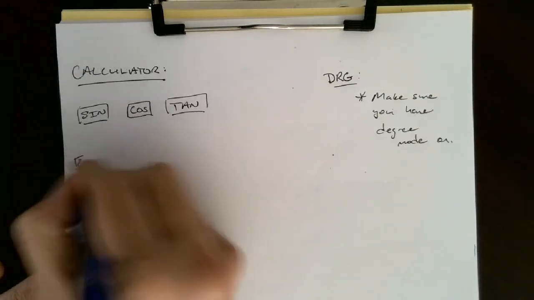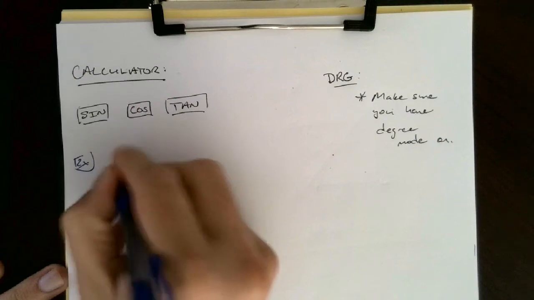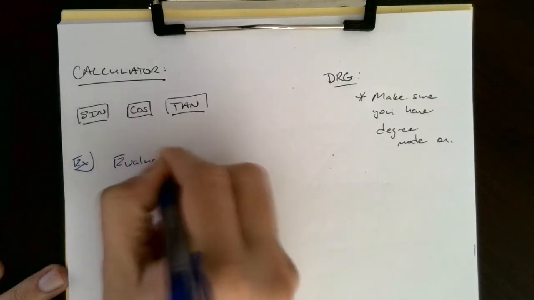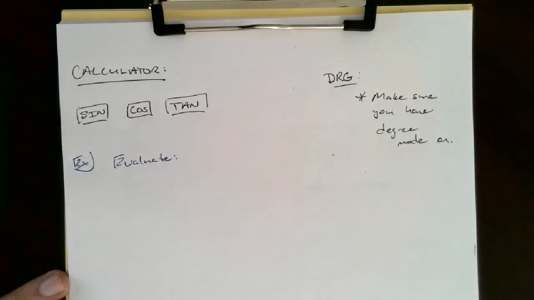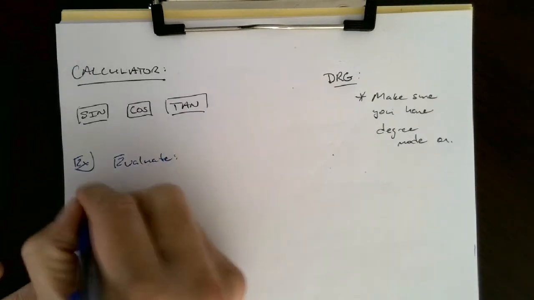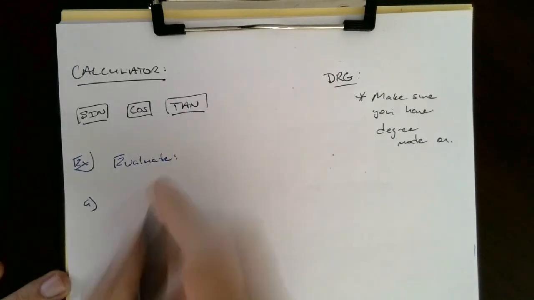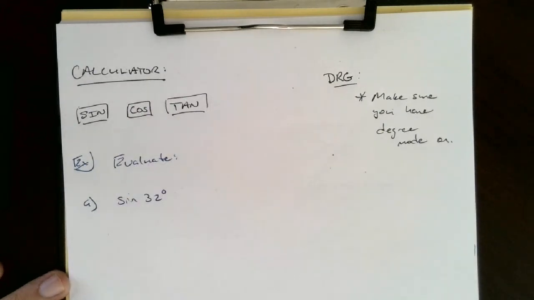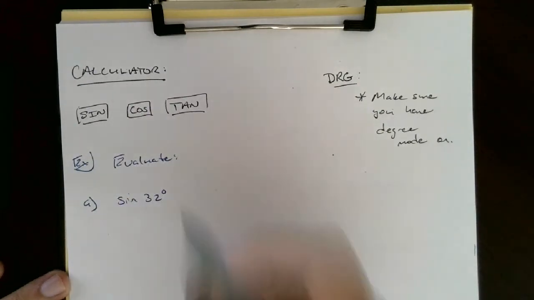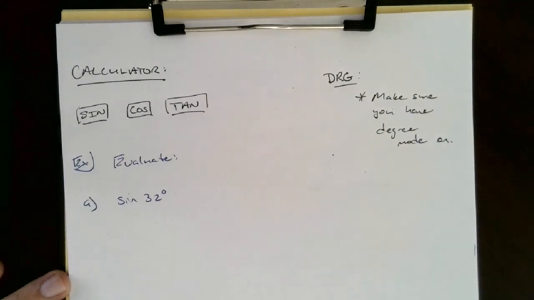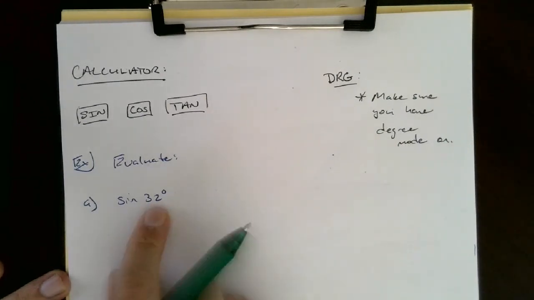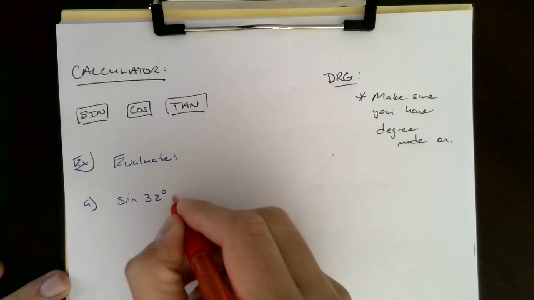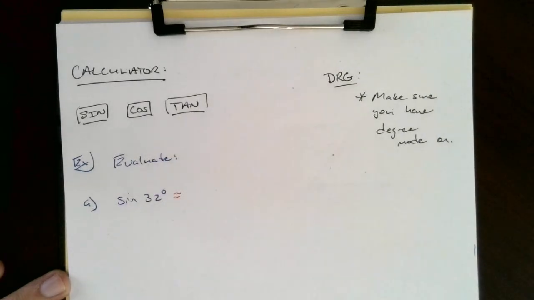So, for example, if I just said to evaluate. Now these are approximations when we do this, typically, except for some special cases. But if I said to evaluate, and the first one we'll look at is the sine of 32 degrees. What you're really doing is you're figuring out the ratio, that relationship between the opposite and hypotenuse, because sine is opposite over hypotenuse of 32 degrees. So you're finding what that relationship has to be.